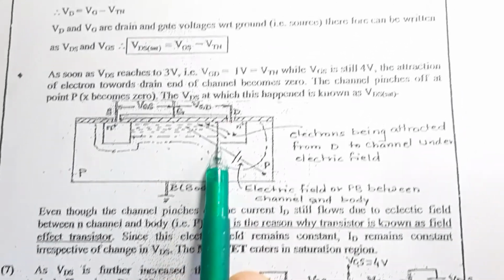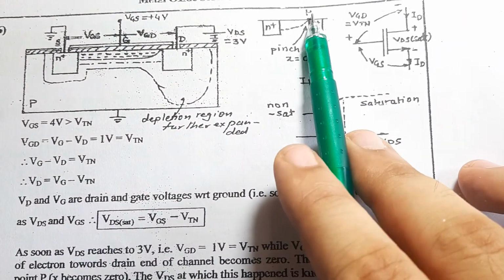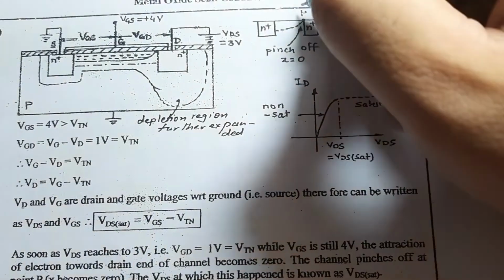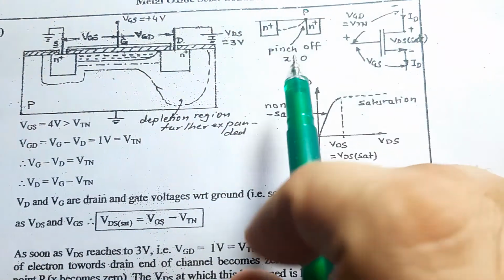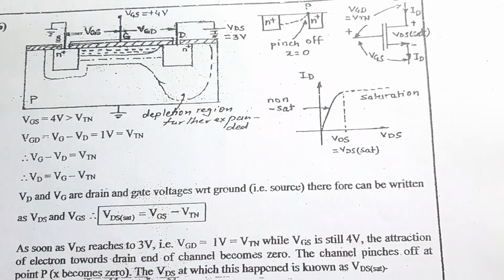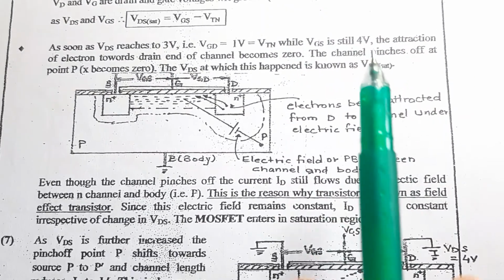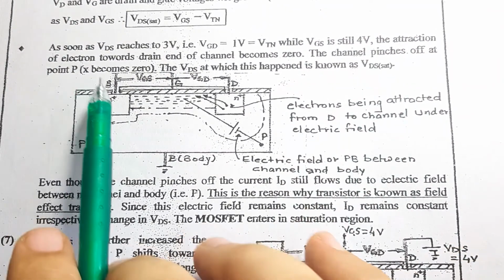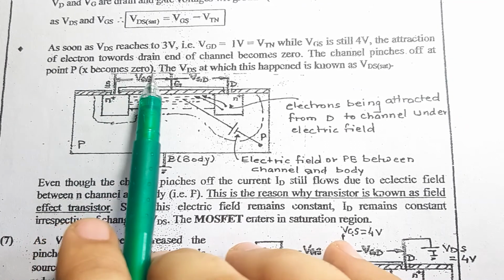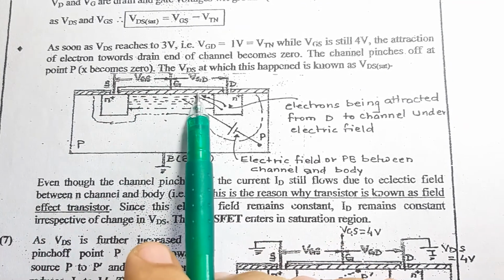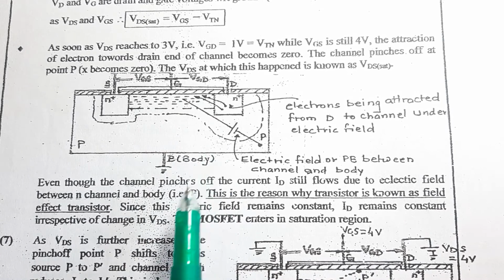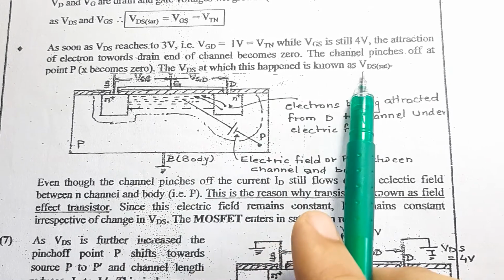At point P, if you look carefully, let me show you the diagram once again. Now if you see over here, the channel has been pinched off at a point P, and there is no channel being formed over here. The channel pinches off at point P, that is your X becomes 0, and the VDS at which this happens is known as VDS sat.